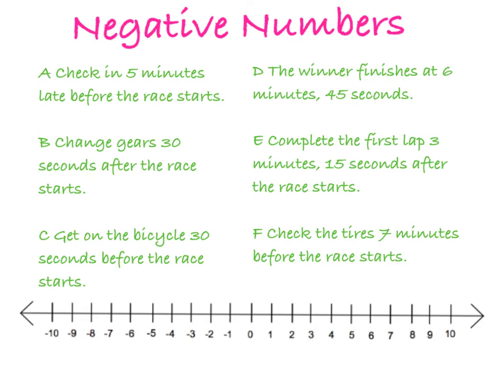In the green text, you can see a list of different events that happened during a race. I am going to label each event with its letter on the number line below. The first event is letter A, and it says, check in 5 minutes late before the race starts. Where would this number be plotted on the number line? Since I'm talking about being behind schedule, I will have to plot this number at -5, or here.